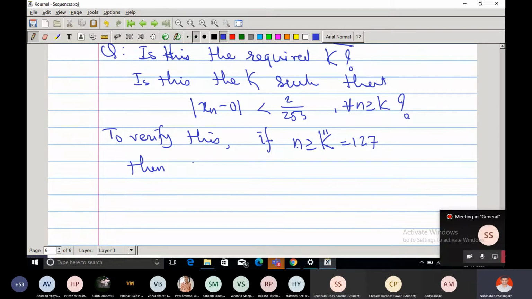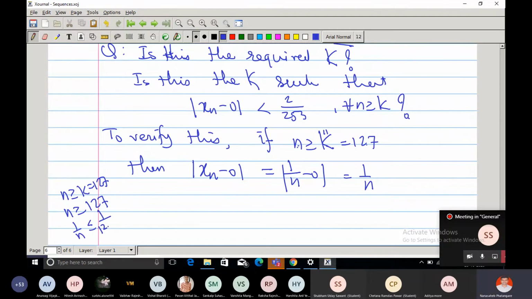So if n is greater than or equal to 127, is it going to happen that |xn minus 0| is less than this epsilon? What is |xn minus 0|? It is |1 by n minus 0|, but this is just 1 by n because it is a non-negative quantity. My n is greater than or equal to k, which is 127, and therefore 1 by n is less than or equal to 1 upon 127, and 1 upon 127 is less than 2 upon 253. Is it true?